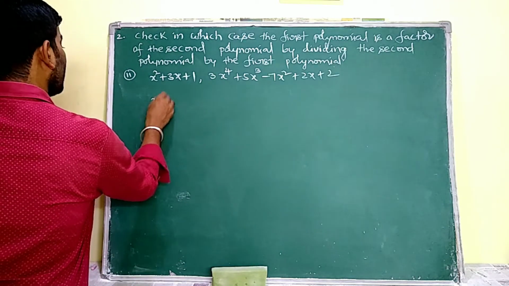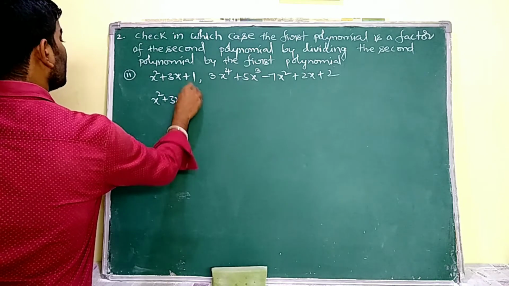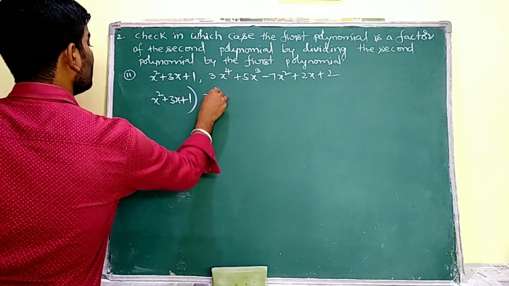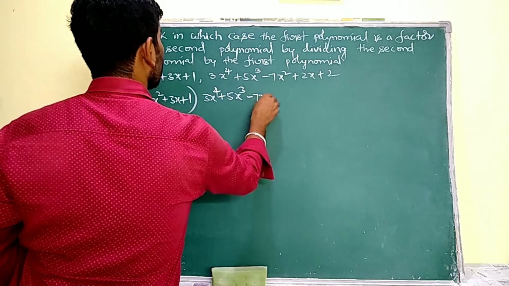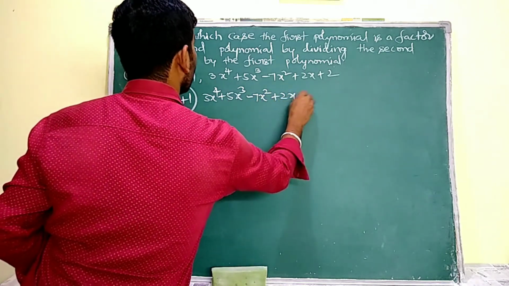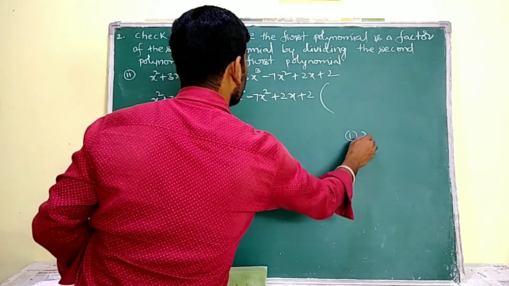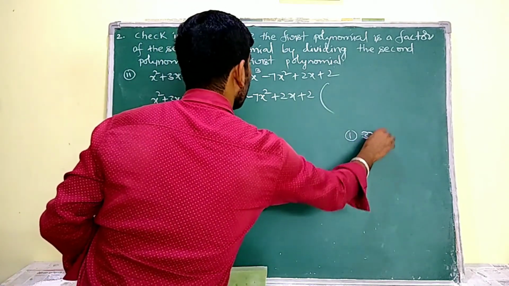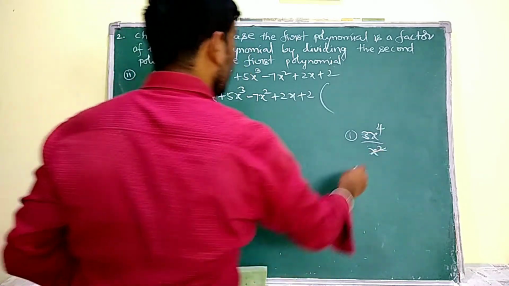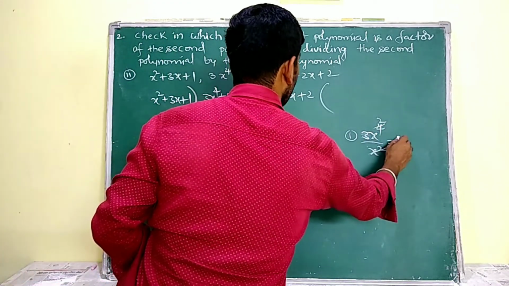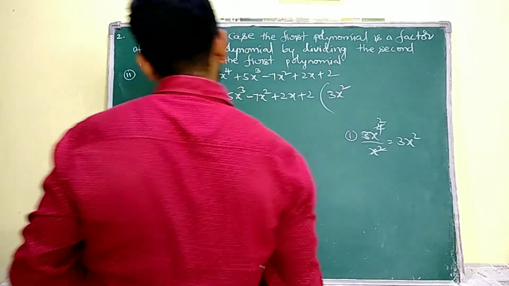So now I have to divide x square plus 3x plus 1 into this 3x power of 4 plus 5x cube minus 7x square plus 2x plus 2 ma. Okay, now see, to obtain the first term of the quotient I have to divide the first term of the dividend with the first term of the divisor. x square and x square are going to cancel, then 3x square is my first term in the quotient.